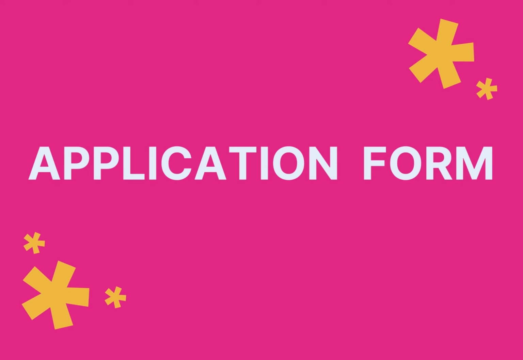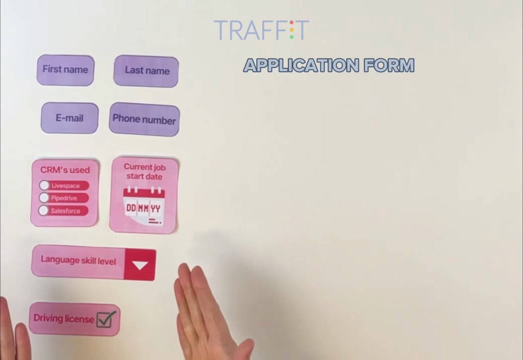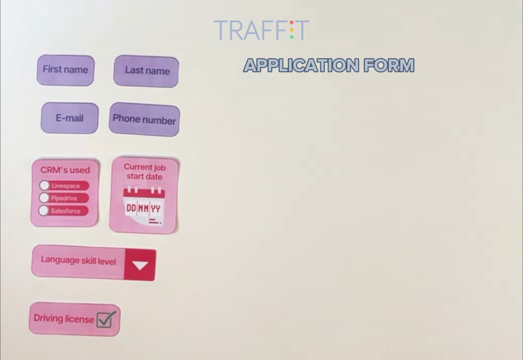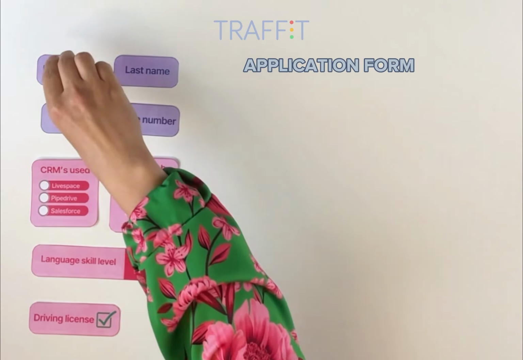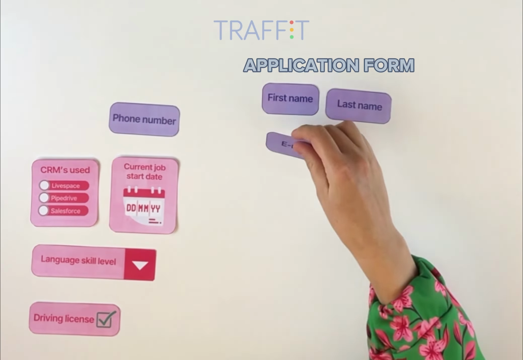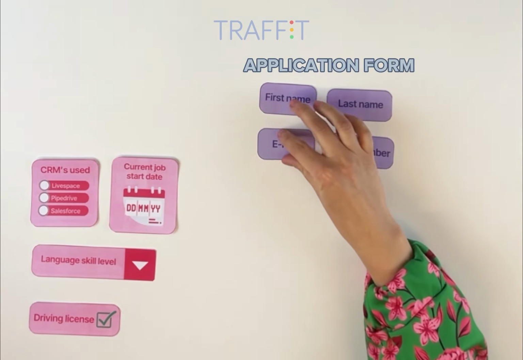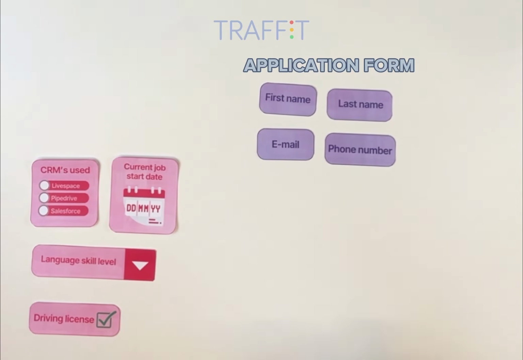I have already created my perfect candidate profile in TRAFFIT, and I'm gathering the exact information I need. Now I will show you how this affects the application forms, which are also DIY. Let's assume I'm looking for a salesperson. I'm creating the application form, choosing which fields from the candidate profile I want to ask about in the application form. I'll start with the standard ones: first name, last name, email, and phone number. Now I can enrich my application form with some custom fields. I can choose from all the variety of fields available in my candidate profile.